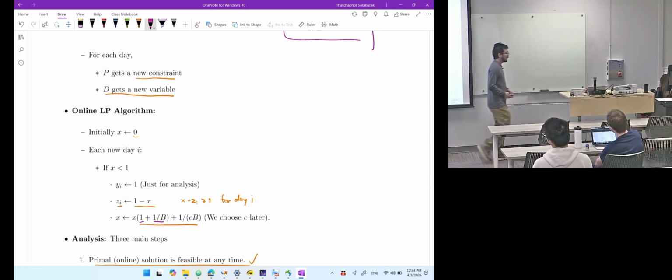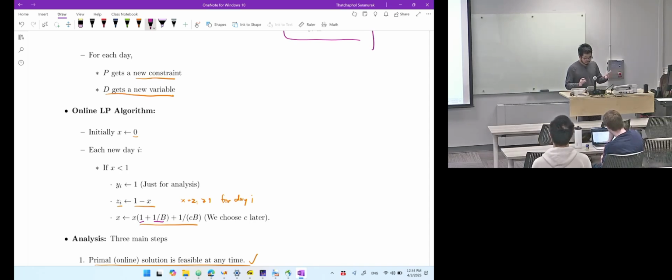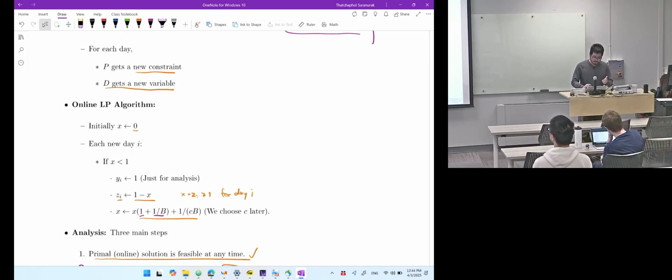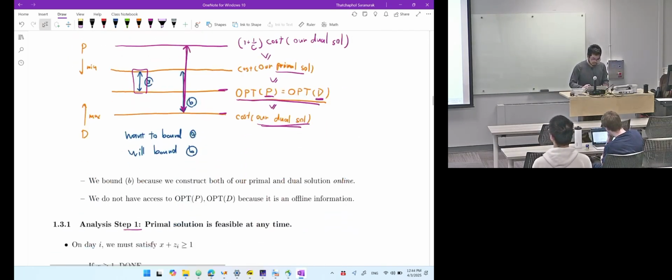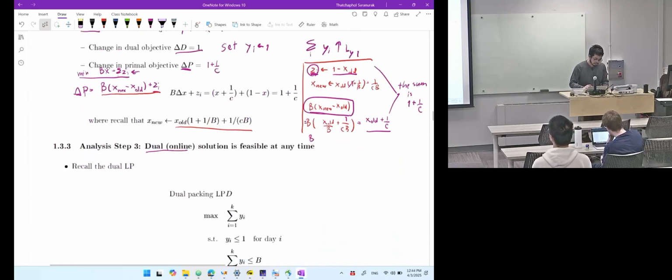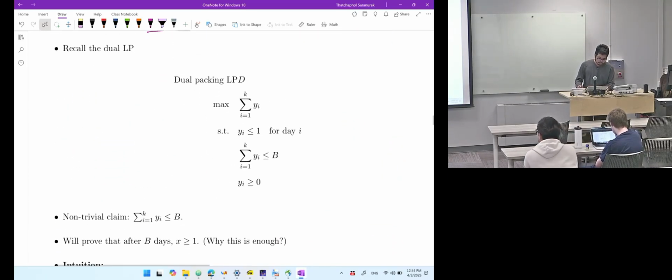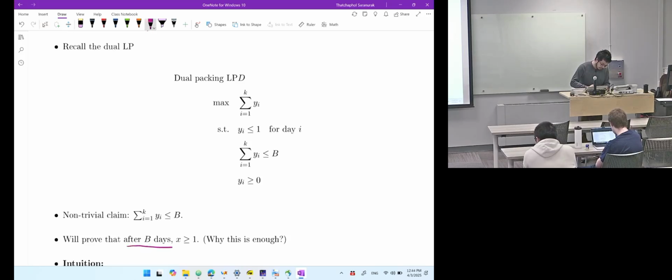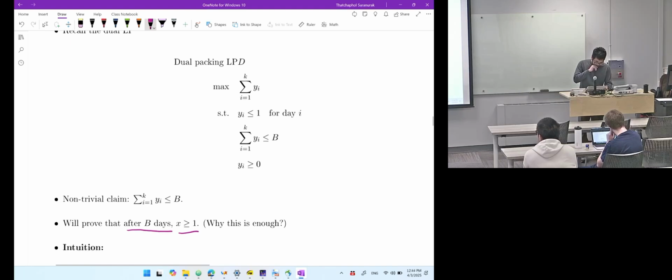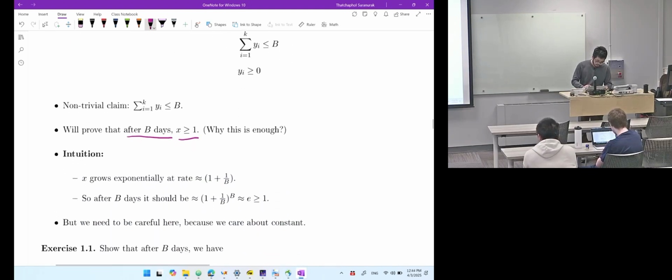So, is that intuitive? Let's try to analyze it. We're going to prove that after B days, X must be at least 1.